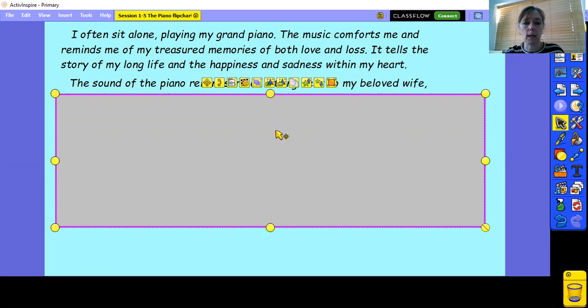Now, as you've seen in the last 2 lessons, the music that goes with the film links with the mood of each paragraph. So I'm going to start my second paragraph here with: the sound of the piano reminds me of sitting next to my beloved wife. So I've mentioned the piano here. I'm mentioning it again in the second paragraph, but I'm thinking about that soft music that he's playing. You might want to describe the music in a little more detail there.